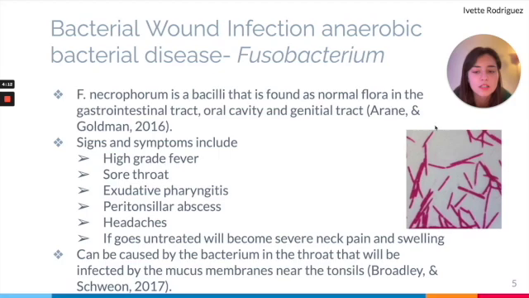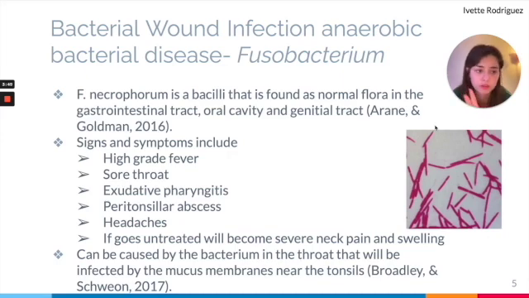So if you do get sick, the signs and symptoms include high-grade fever, sore throat, exudative pharyngitis, which is when the pharynx becomes inflamed, and peritonsillar abscess, which is an abscess in the throat next to the tonsils. You can also get headaches, and if it goes untreated, there will be severe neck pain and swelling.